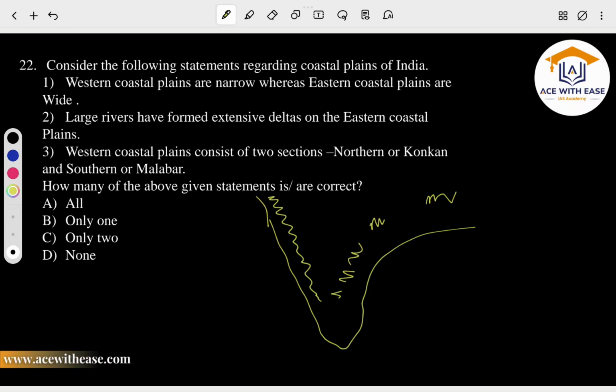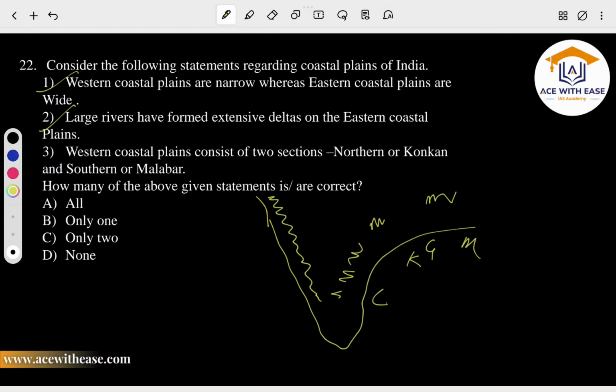Second statement, large rivers have formed extensive deltas on the eastern coastal plain. Even the second statement is correct, because we have the Godavari, Krishna, Kaveri, and also the Mahanadi river. We have a large number of deltas formed on the eastern coast. Third statement, western coastal plain consists of two sections, northern or Konkan, and southern or Malabar plain.